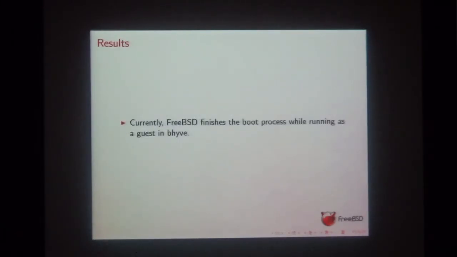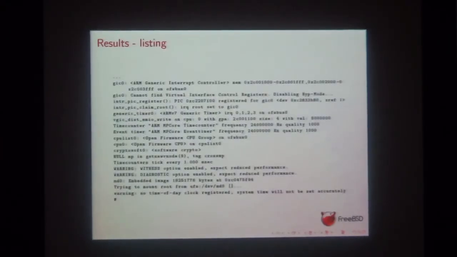Let's see what the current status is. Currently, FreeBSD finishes booting and has the console. You see here the boot log of the guest, and only the snippets from the GIC, the generic interrupt controller, which is initialized. Then it fails with the virtual interface control register. This is normal because the guest doesn't have virtual CPU control interfaces, only the host. And the generic interrupt controller was written generically for both when we hooked it. Then we have the timer. Actually, it's the virtualized generic timer. And here you see the bash prompt down there.